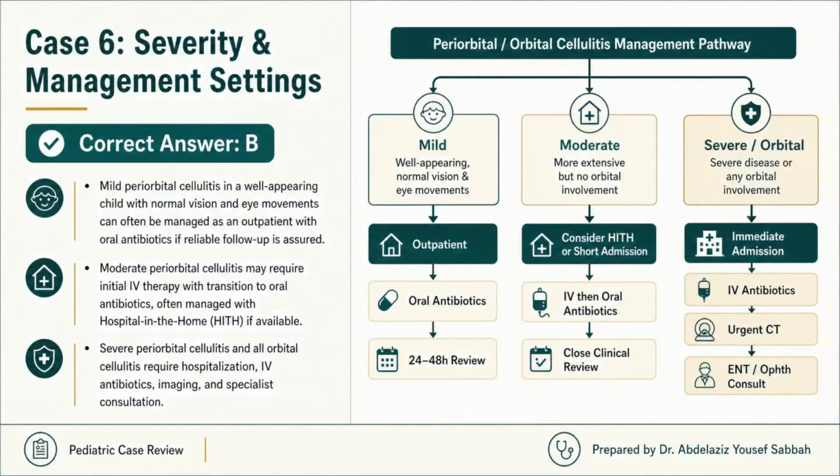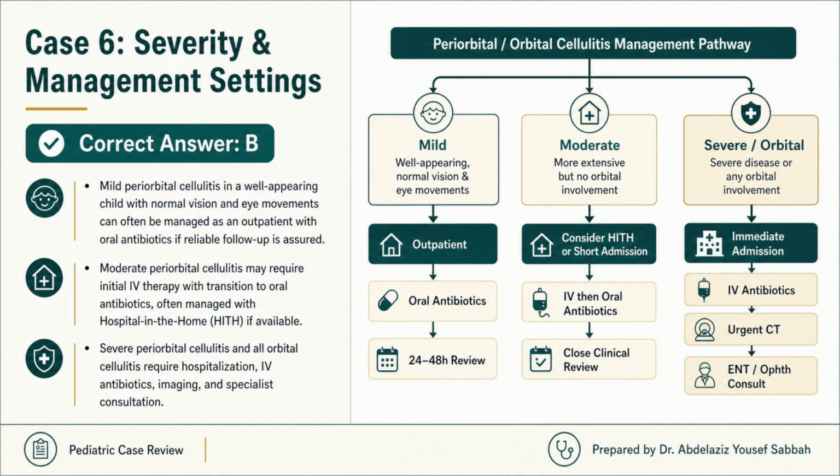The correct answer is option B, mild periorbital cellulitis, suitable for outpatient management with oral antibiotics. A well-appearing, afebrile child with normal vision, normal eye movements, and only mild eyelid swelling can usually be managed at home with oral antibiotics, provided that reliable caregiver follow-up and a clear safety net plan are in place.